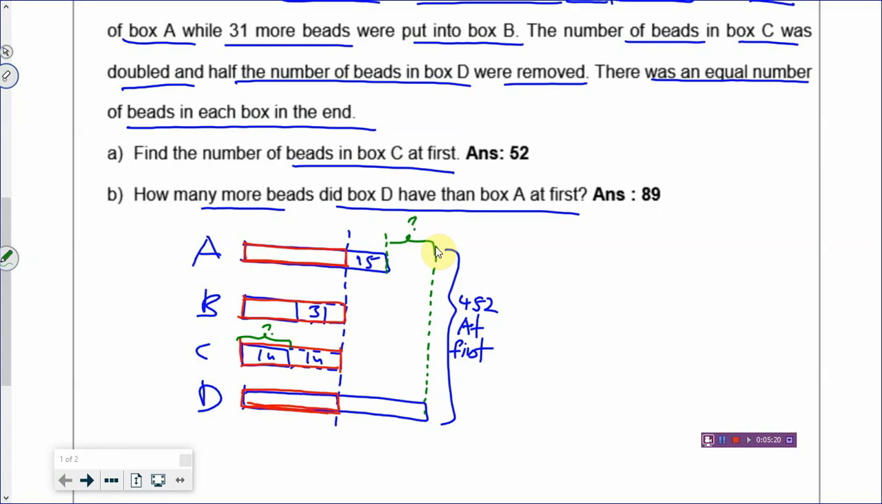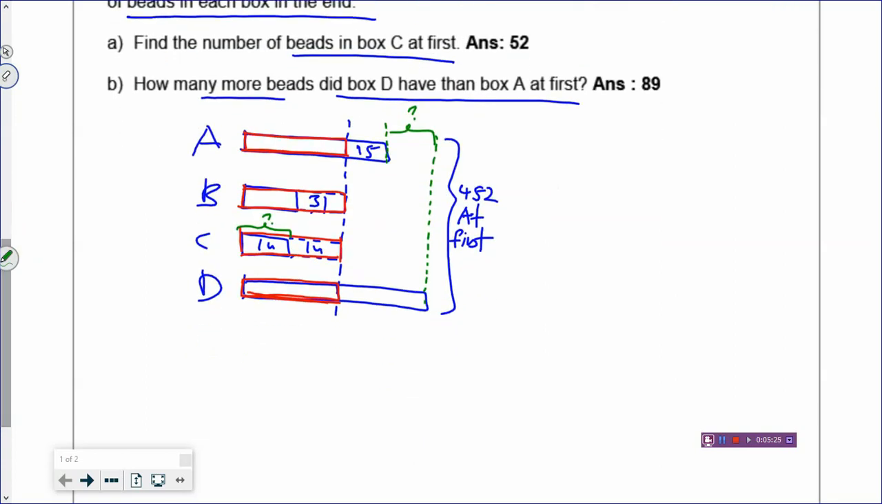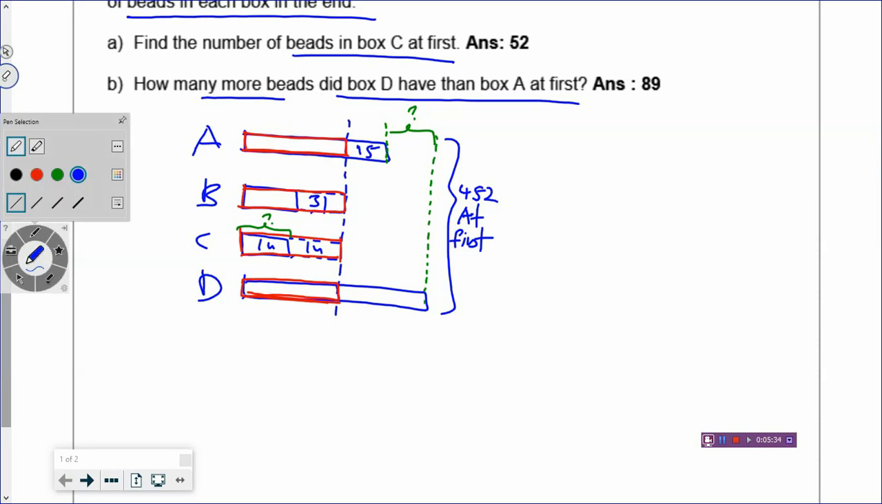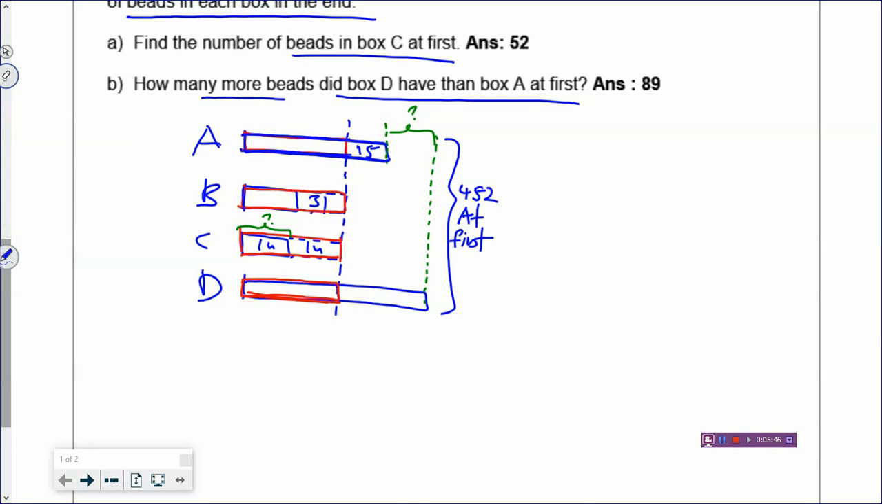Okay, alright. So now we can solve already. Everything is all done. So let's look at the model and let's try to solve. Where is the number of bits in box A at first, which is the whole rectangle? I'm going to draw back the bits in box A at first, which is the blue color rectangle. And where are the bits in box B at first? These are the bits in box B at first.